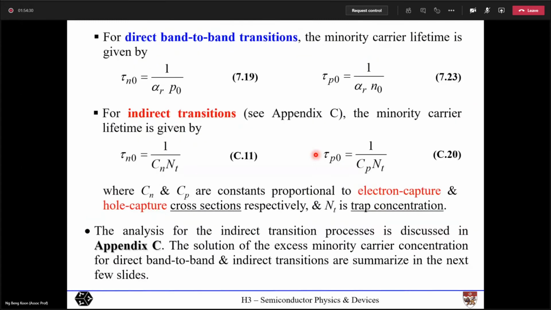Well, it turns out that in a case where you have indirect transitions, all we need to do is just modify the minority carrier lifetime. We see that in the case of direct band-to-band transition, the minority carrier lifetime is 1 over alpha r p naught, relating to the majority concentration. In the case of holes, it's 1 over alpha r n naught.